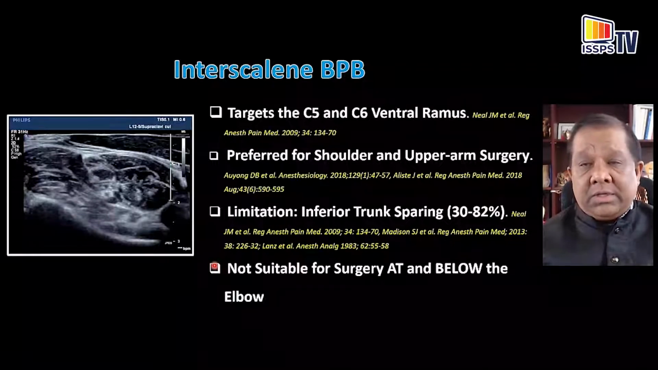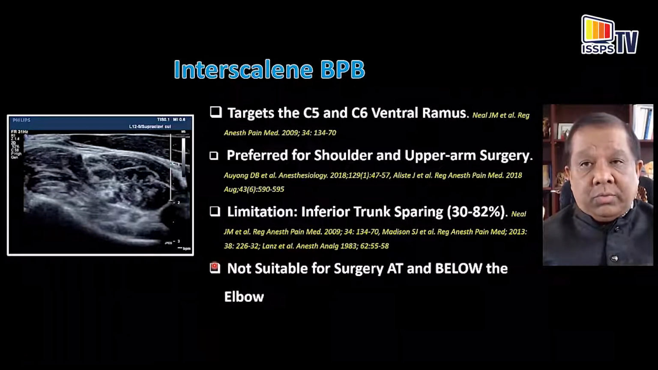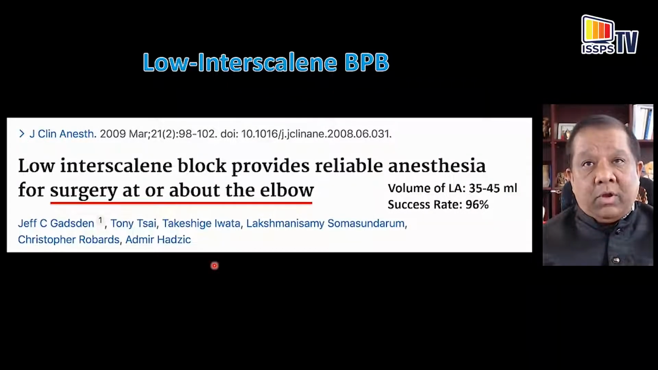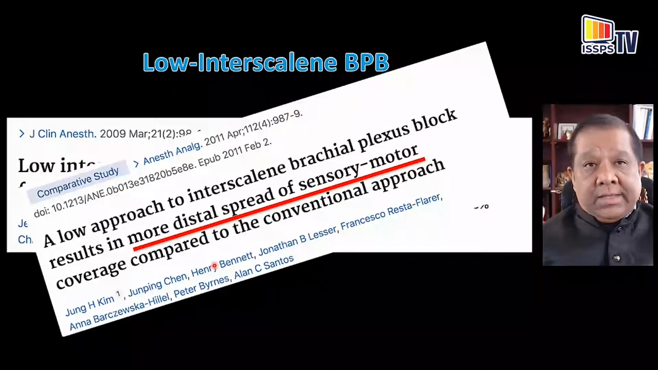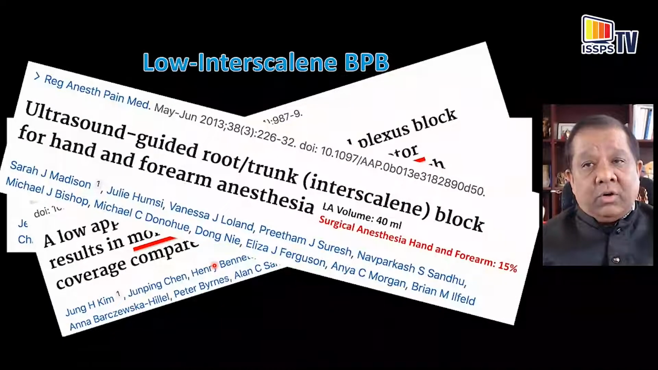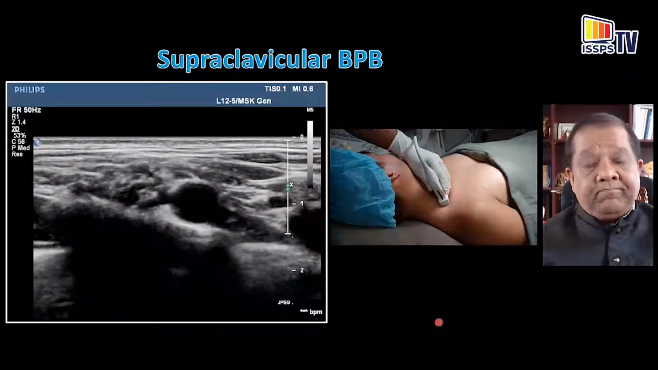A limitation of this interscalene block is that inferior trunk sparing occurs in as high as 82% of individuals. Therefore, it is not suitable for surgery at or below the elbow. Low interscalene brachial plexus block has been described to try and circumvent this limitation. However, even with large volumes of local anesthetic, although there is more distal spread of the sensory motor blockade, surgical anesthesia of the hand and forearm only develops in about 15% of individuals. Therefore, it would not be suitable for the entire upper extremity.